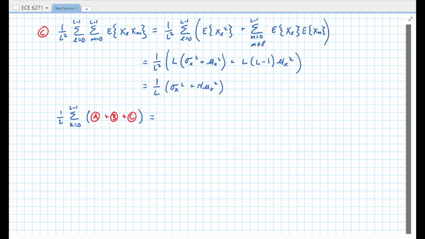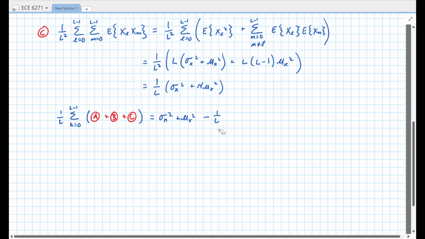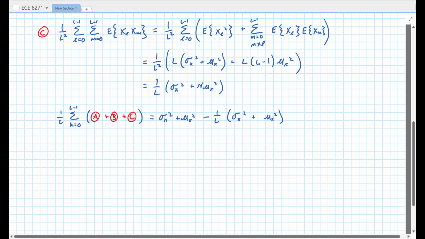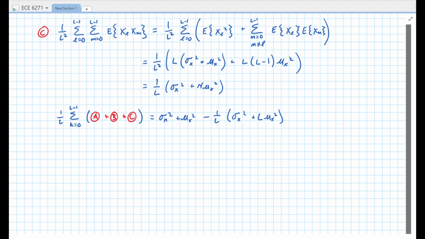So A, as you recall, was sigma squared plus mu x squared. And we're going to sum up L of those, it's a constant value, and divide that by L, giving us sigma x squared plus mu x squared. And with similar operations, we're now going to get minus, oops, that L should be an N, or N should be an L. There we go. Sigma x squared plus N times mu x squared.